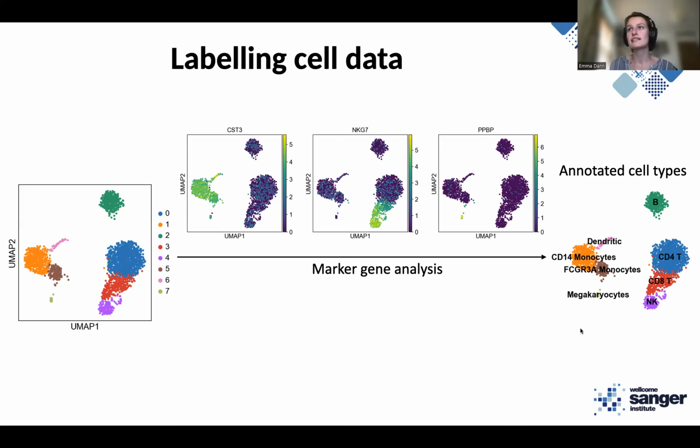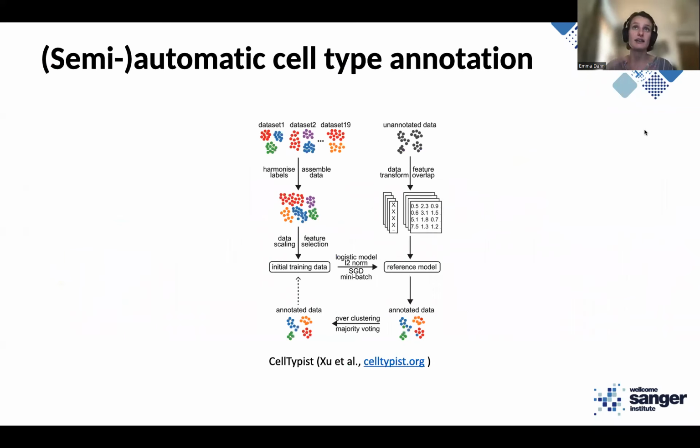And you could think that this is also a classic problem that could be solved by machine learning. In fact, this has been something that a lot of computational research in single-cell RNA sequencing has looked at. So how can we use pre-annotated data sets to do some sort of semi-automatic or automatic cell type annotation?